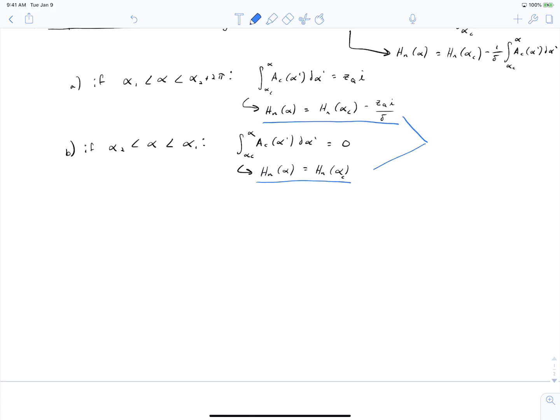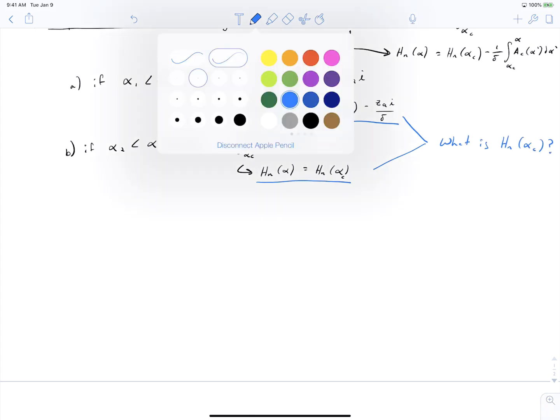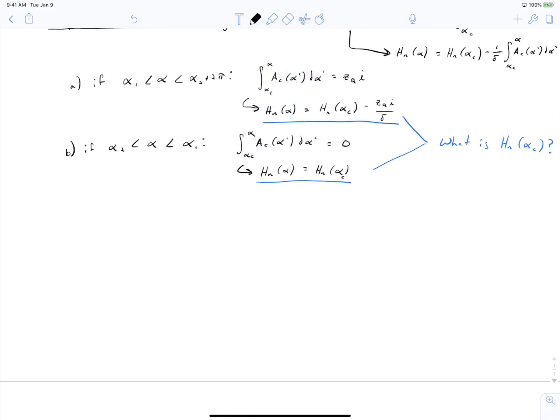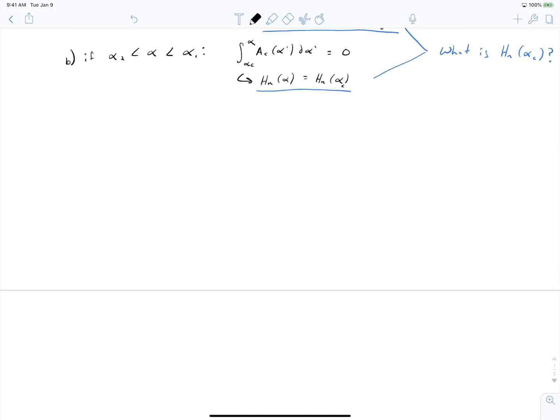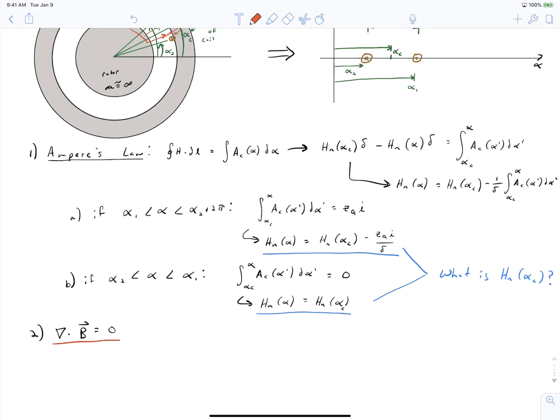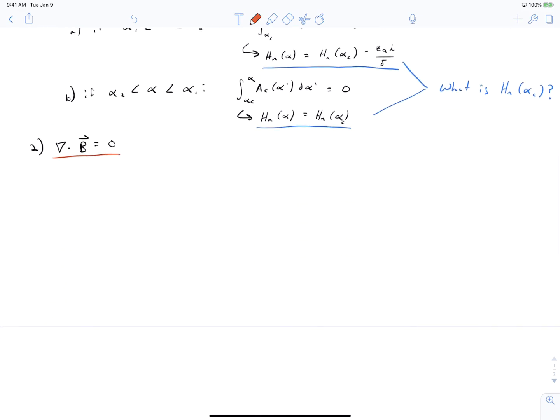We can relate Hn of alpha to Hn of alpha c, but we don't actually know what Hn of alpha c is. In order to resolve this, we need to impose another Maxwell equation, which is that the divergence of B is equal to 0. So we started by imposing Ampere's law, and now we'll impose the fact that there's no magnetic monopoles.